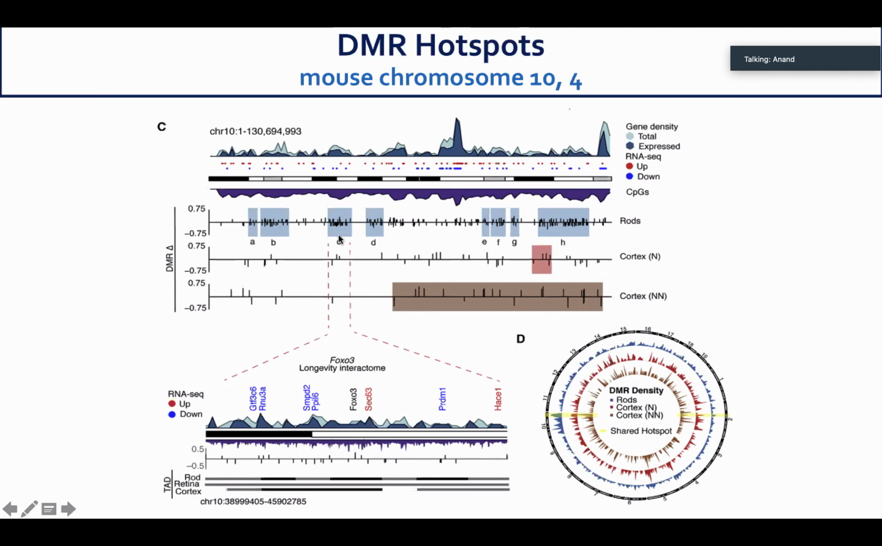So look at this particular cluster, which is only in rods. And what genes does it have? It has FOXO3 and many genes that are related to what has been termed, at least by one group, as the longevity interactome. These genes have very interesting correlation for longevity, at least in model systems.